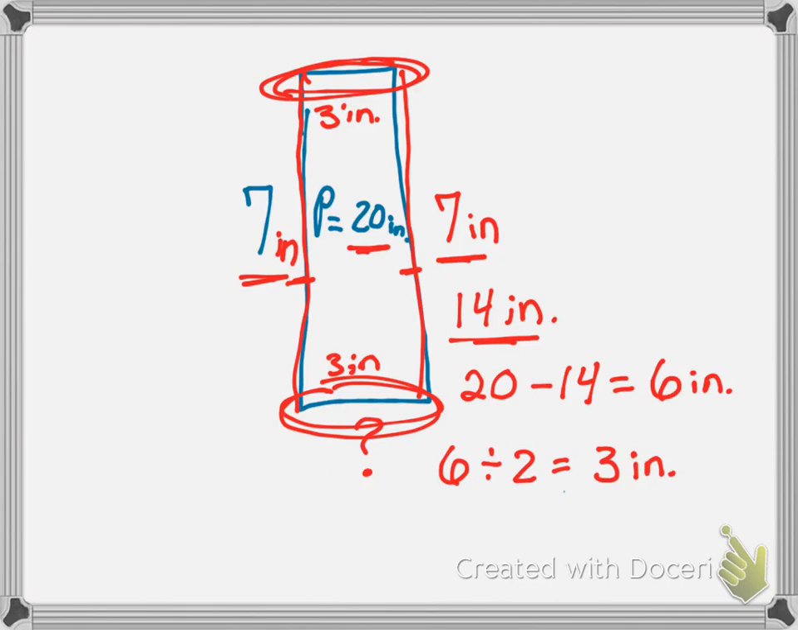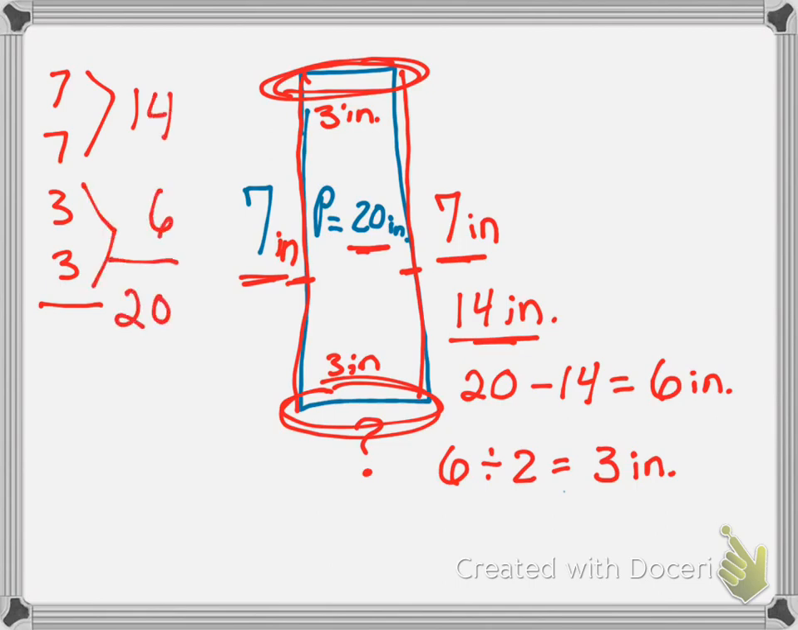In order to test this out to see if we were correct, we need to add up all of our sides. So 7 plus 7 plus 3 plus 3, 14 and 6 would equal 20 inches.